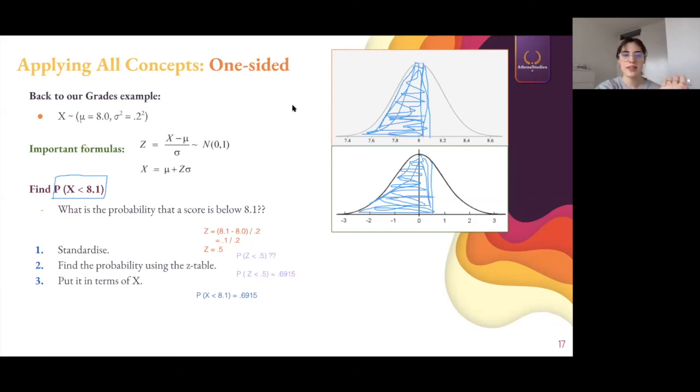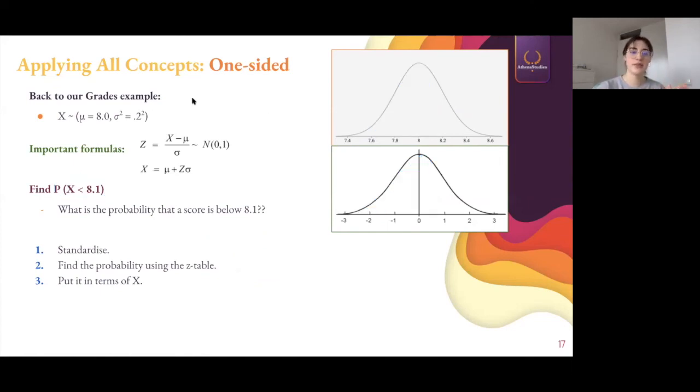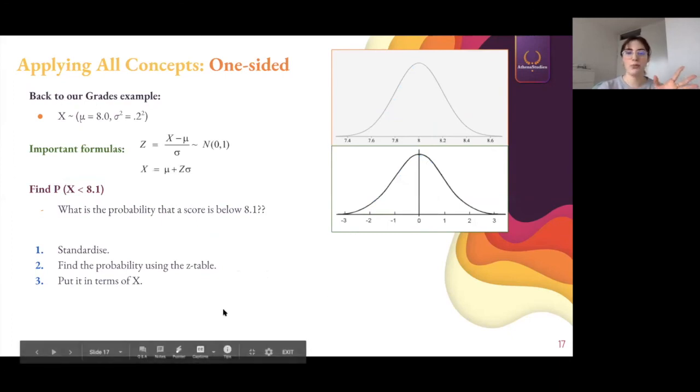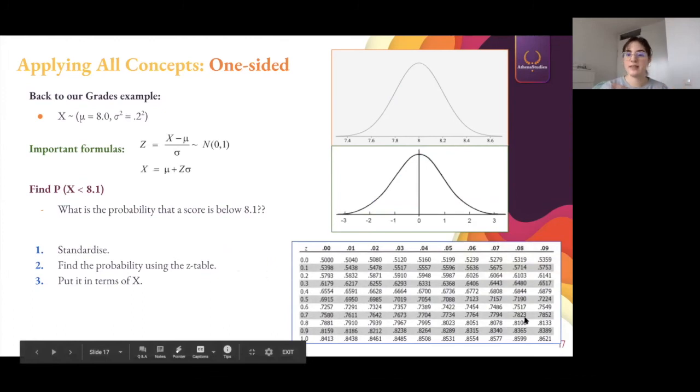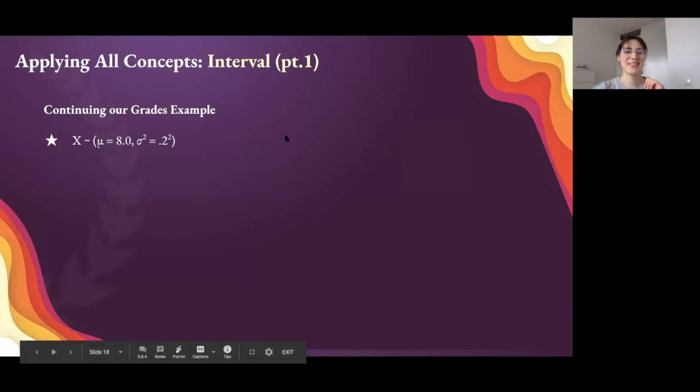This one is not too bad, because really the main thing that you need to do is just standardize it and then use the z-table. So this one's pretty nice in terms of all the steps that you need to take. And oh yeah, I did have the z-table. Yes, you'll see that on the slides.